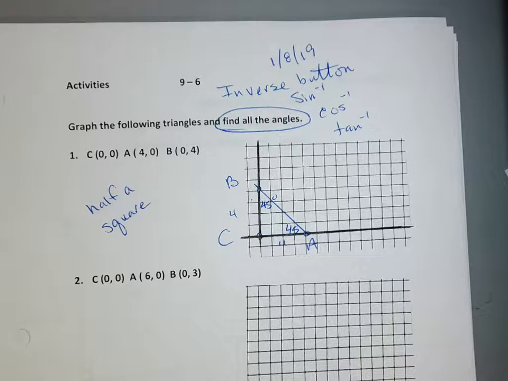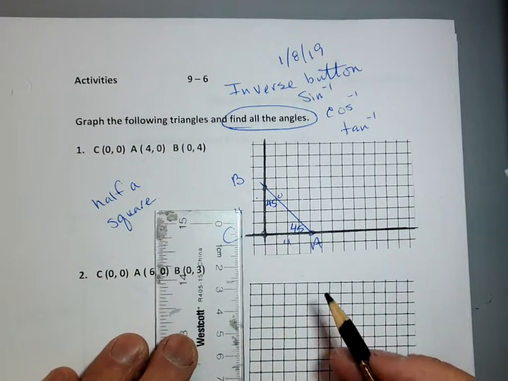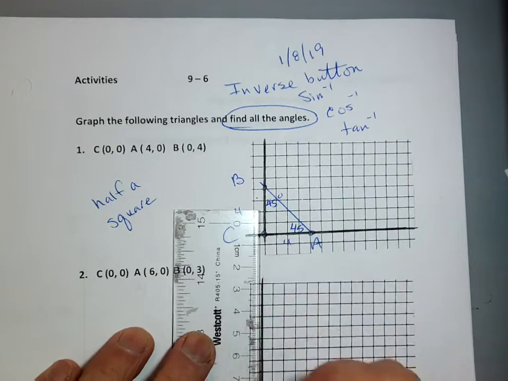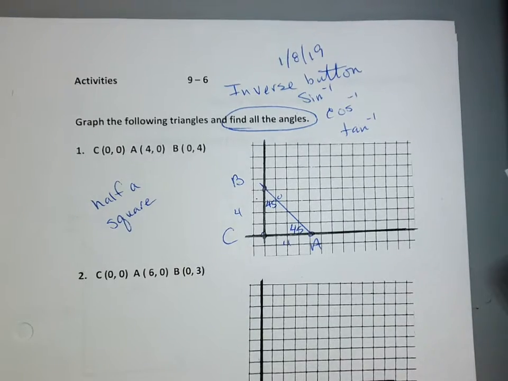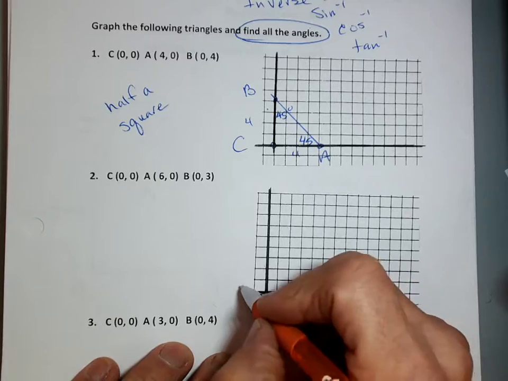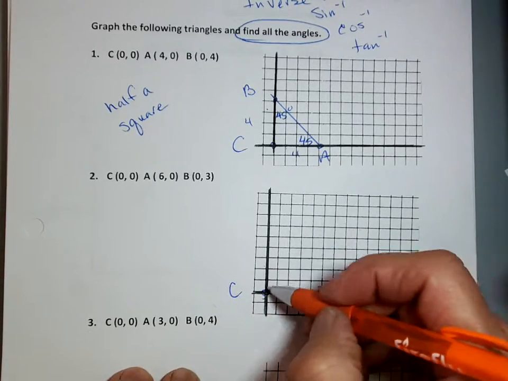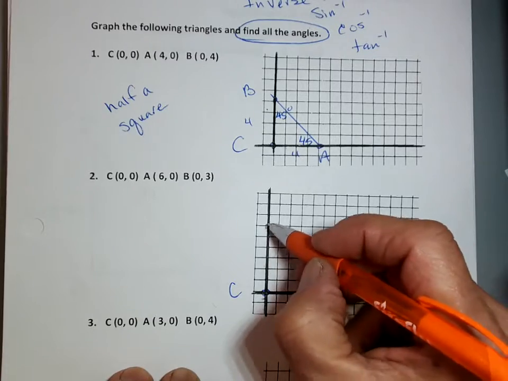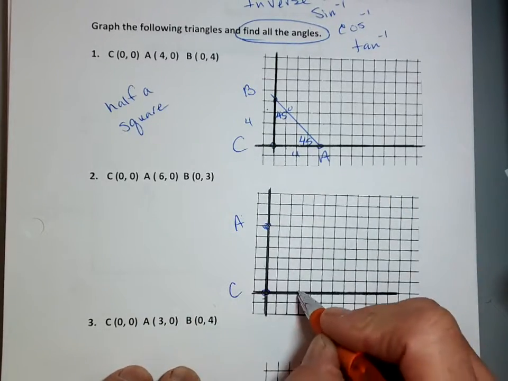So far, easy, right? So let's look at 2. 2 should be another one of these. Let's graph 2 and see what we get. So I'm going to go ahead and put my y-axis down and my x-axis down. C is at 0, 0. A is at 6, 0. 1, 2, 3, 4, 5, 6 is A. And B is at 0, 3.